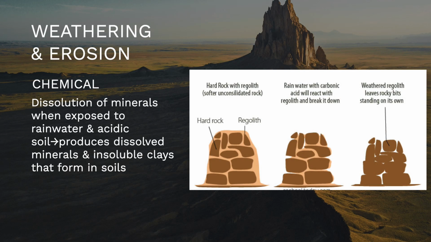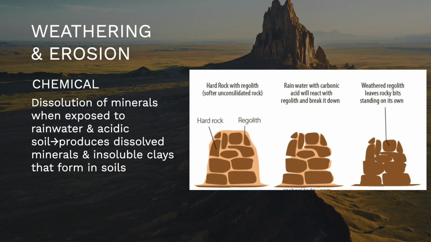Okay, and finally we have chemical dissolution. The chemical dissolution of minerals occurs whenever rock or minerals are exposed to rainwater and acidic soil. This will produce dissolved minerals and insoluble clays that form in those soils and are left behind. On the right, here's a photo or a diagram of this process.